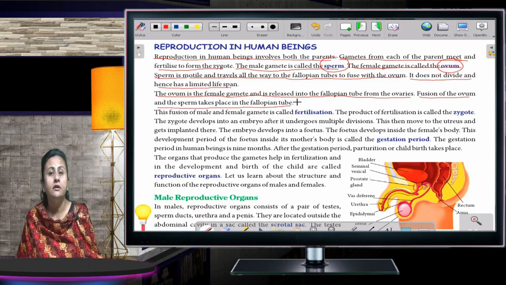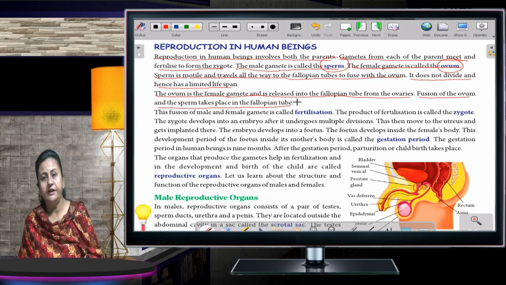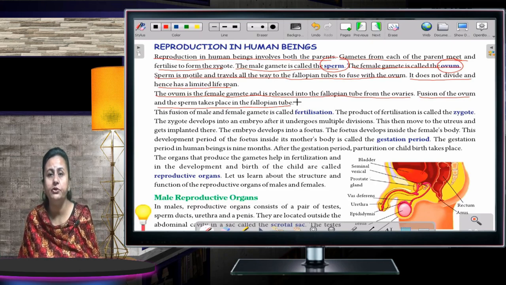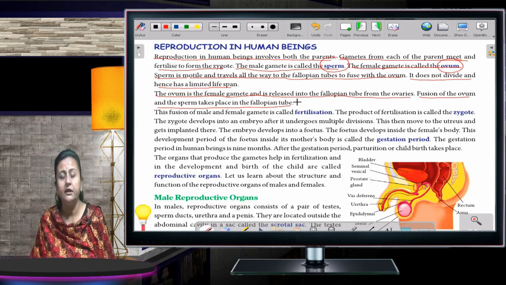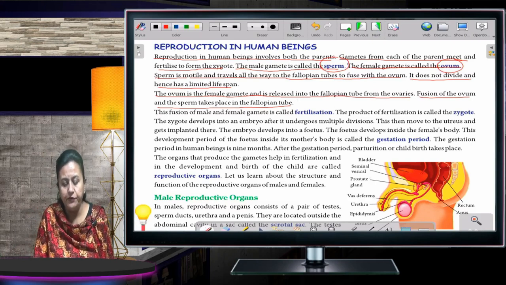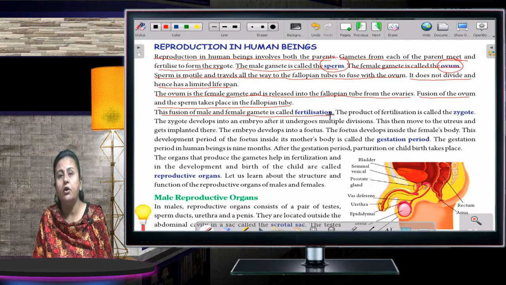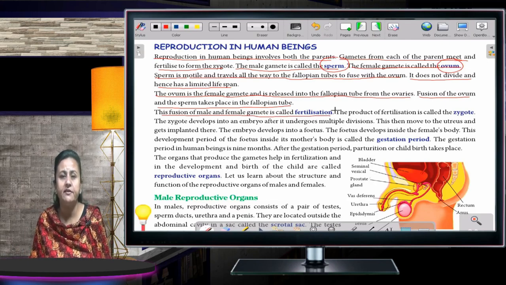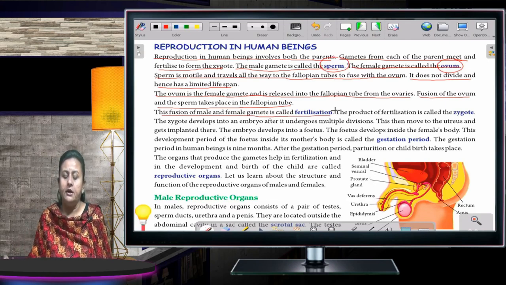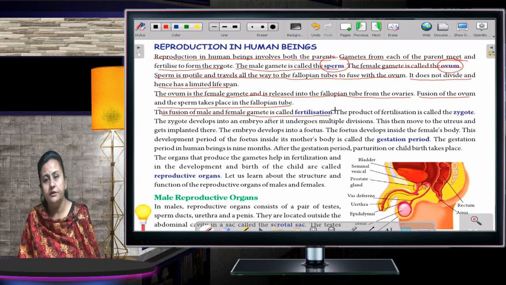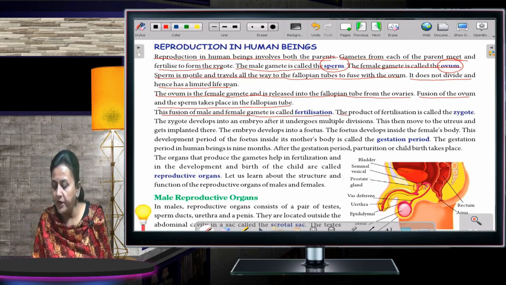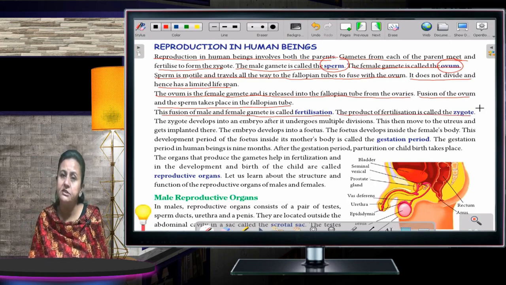Where does a baby develop? It develops in the mother's womb. Okay, the baby is inside the mother's womb. Fine. So the fusion of male and female gamete is called fertilization. What is fertilization? The fusion of male and female gamete is called fertilization. And the product of fertilization is called the zygote.